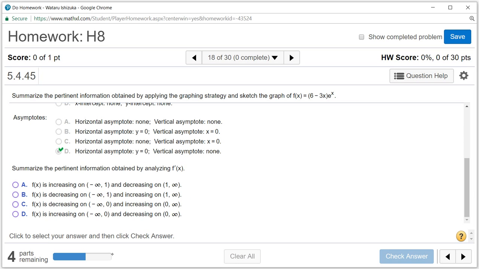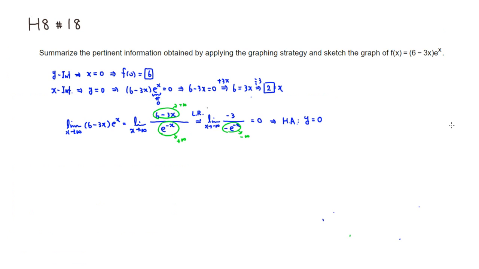All right, next one, we're talking about increasing and decreasing behavior, so we have to look at the derivative. Let's find the derivative first. f'(x) is equal to, we have two things multiplied together. We take the derivative of the first guy, you get -3, times the second guy e^x, plus the first guy 6 minus 3x, times the derivative of e^x, which luckily is the same thing.